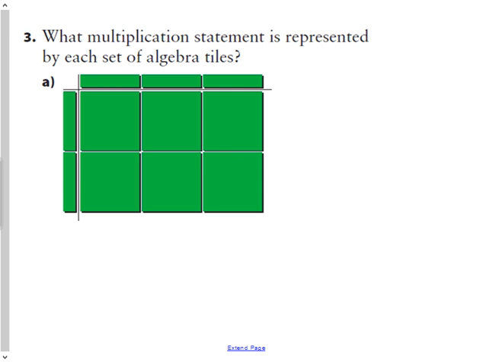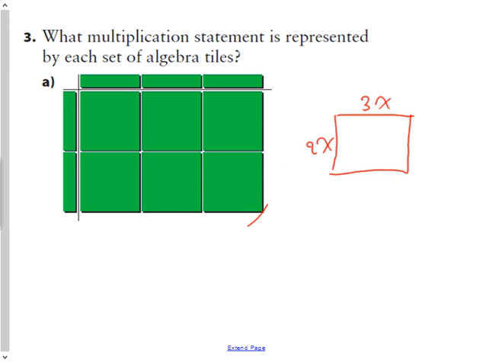Question 3, what multiplication statement is represented in each set of algebra tiles? So it's looking for a multiplication statement. Now remember, just hypothetically, if this was a 4 and a 2, the area would be 8, because length times width is the area. So here, instead of having 4, 2, and 8, we're using 3x as its length and 2x as its width.